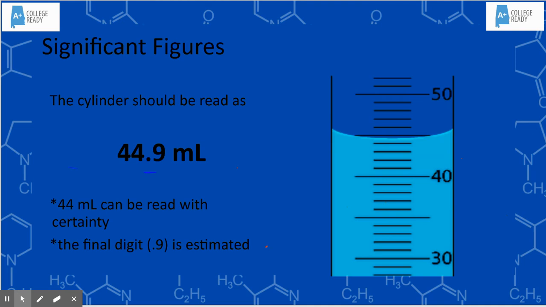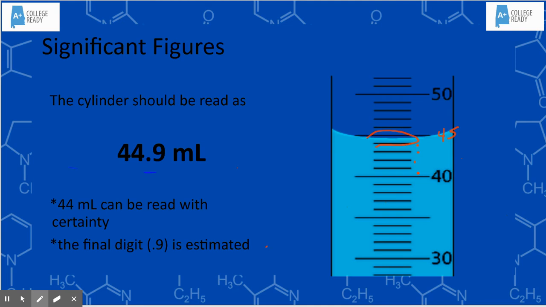So if you're looking at this, you know that the water level is, this is 40. Right there is 40. That's 41, 42, 43, 44. And then here's 45. So we know we're right at 44 milliliters. And then that last decimal point right here, we kind of got to estimate. It looks like it's 0.9. So we estimate it as 0.9.